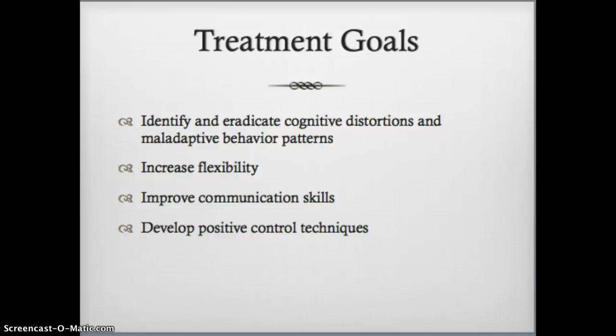So overall, as a counselor, you're going to want to identify each of the family members' cognitive distortions and how they have maladaptive behavior patterns. So what is it that they're doing that is not functional, and what are they thinking about that is causing them to act in that way? Being flexible is a sign of a healthy family, so you want to try to encourage the family, praise them, that's a reward, reinforce good behavior such as flexibility, good communication skills, and positive control techniques.